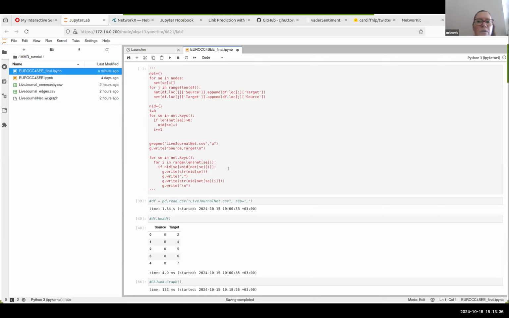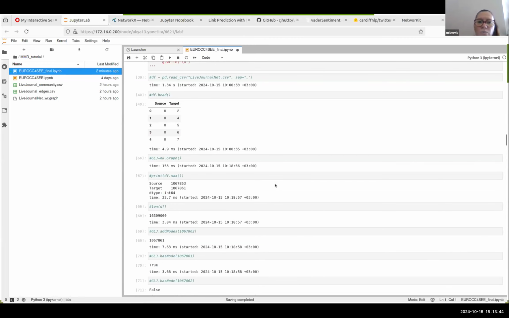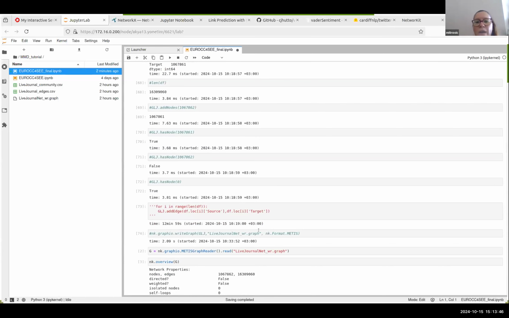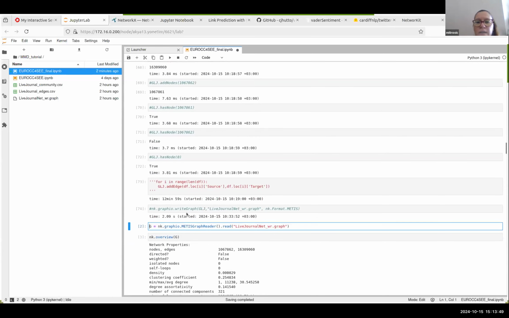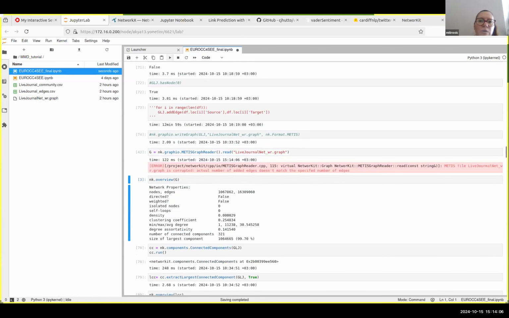You have a code in your final, this EuroCC final Jupyter book. And I'm going to go through right away and actually load the network from this file called LiveJournalNet that I already prepared using all of these steps before that. So we are going to load. Oh, sorry, something happened here. I apologize.